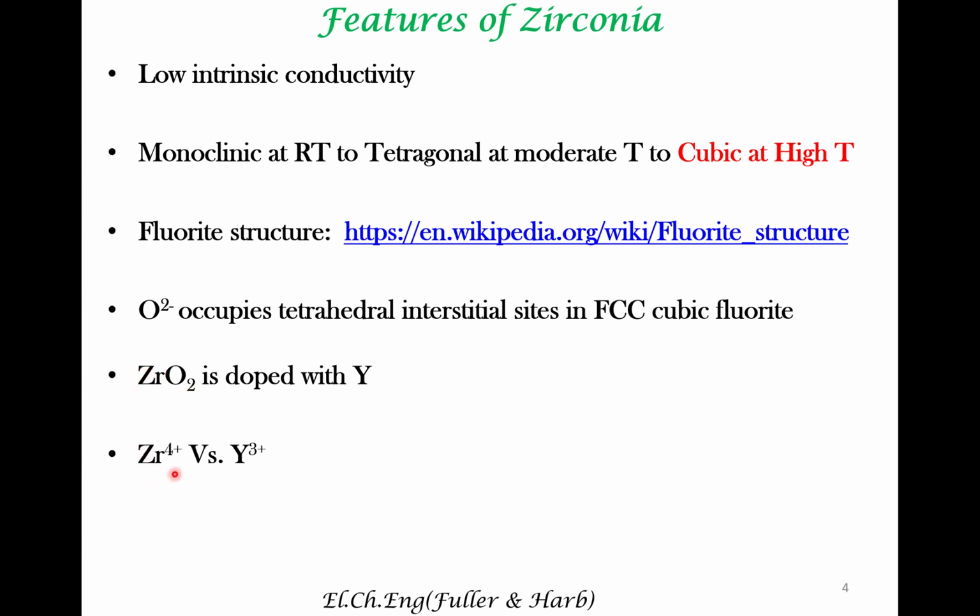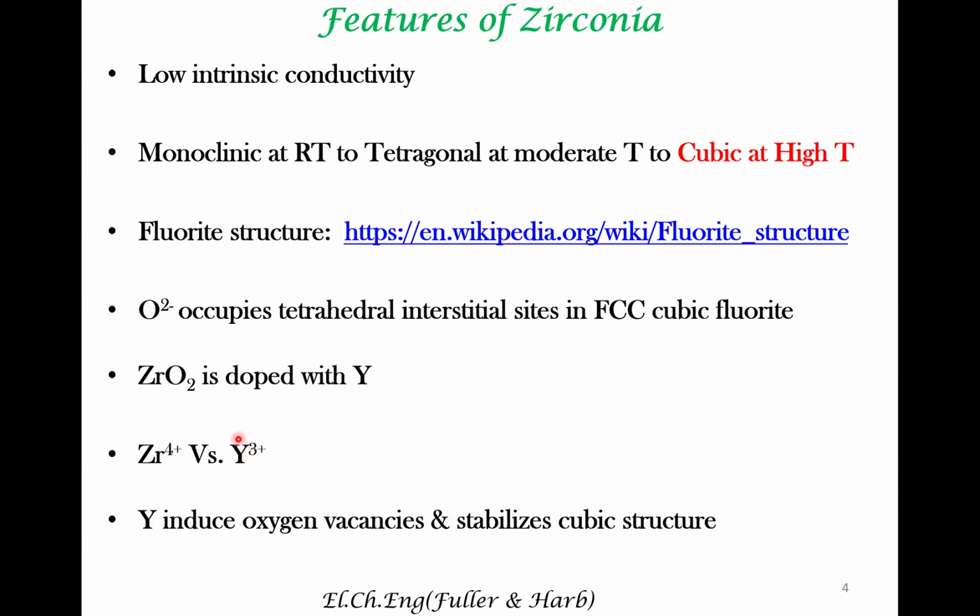As opposed to zirconia, which is a tetravalent ion, yttria is a trivalent cation. Why this is important is because when yttria substitutes for zirconia, that is, when zirconia is substitutionally doped with yttria, when you have a trivalent cation replacing a tetravalent cation, the bond between the cation and oxygen is weakened, and this leads to the formation of oxygen vacancy.